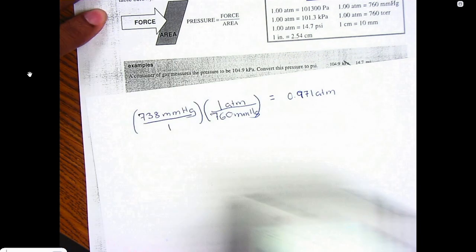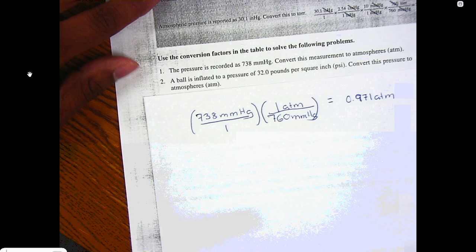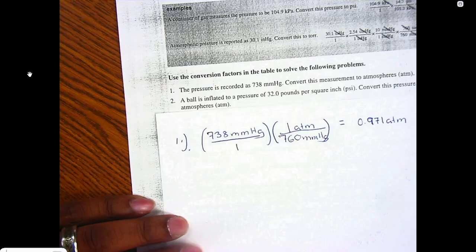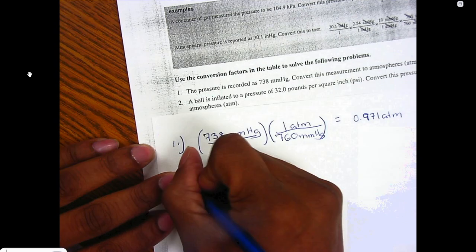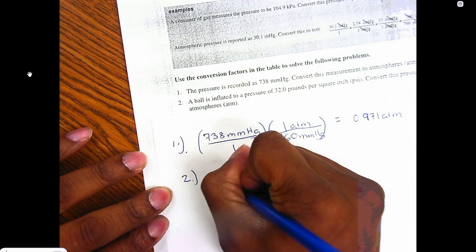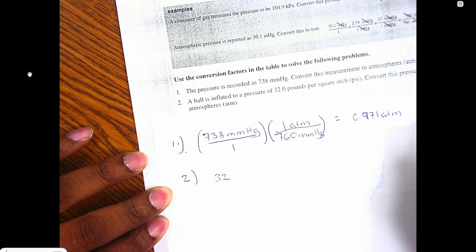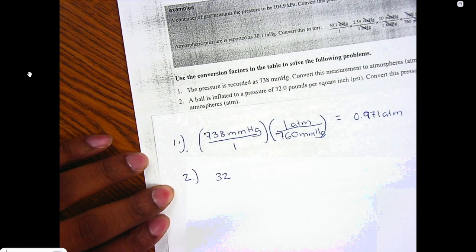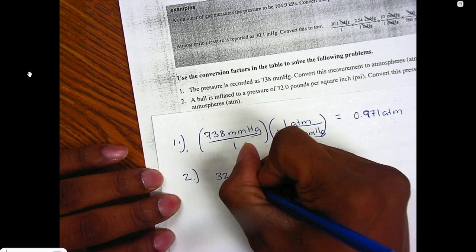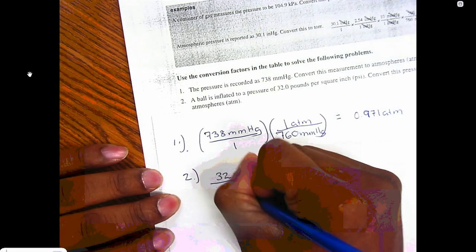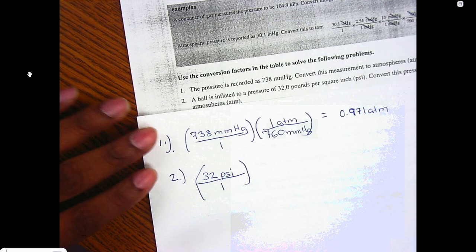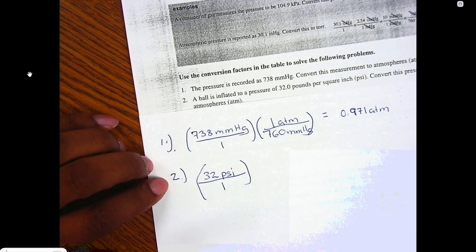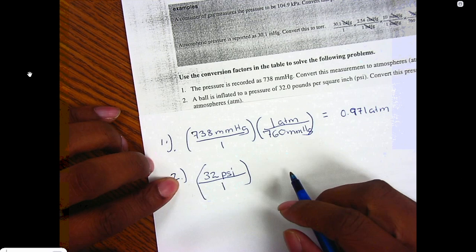All right, I'm going to next look at another question. Question number two actually says, a ball is inflated to a pressure of 32 pounds per square inch. Convert this pressure to atmospheres. So for number two, I'm looking at my 32, and if memory serves me correctly, pounds per square inch is a reference for PSI. And PSI is actually one of those common pressure conversions used for tires and footballs, hopefully not Deflategate. So 32 PSI over 1, and you're going to convert that to atmospheres.